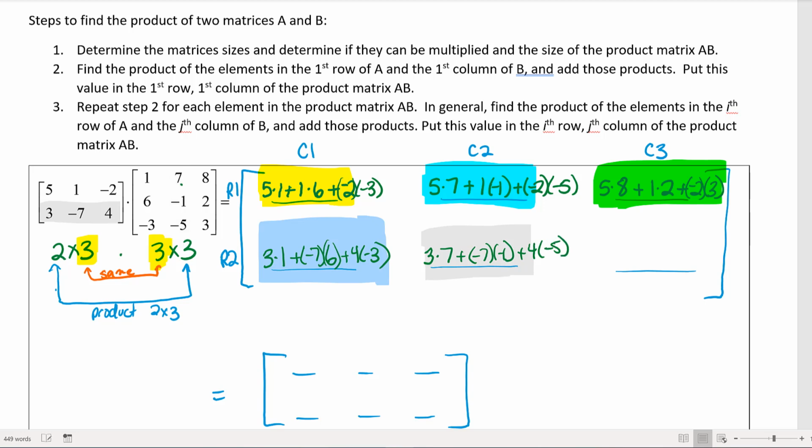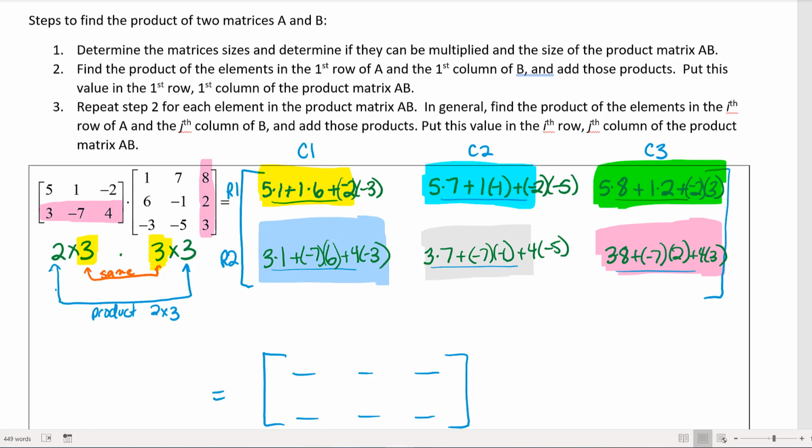And then my last one, in the second row, third column, I'm going to highlight my second row and the third column. And then I can find their products. 3 times 8, which is the product of the first two elements, plus -7 times 2, which is the product of the next two elements, plus 4 times 3, which is the product of the last two elements.